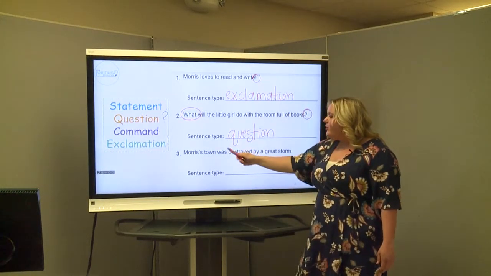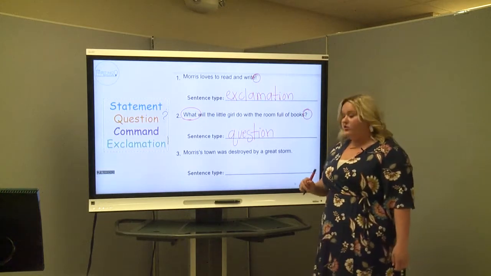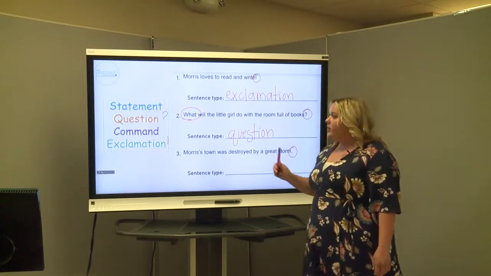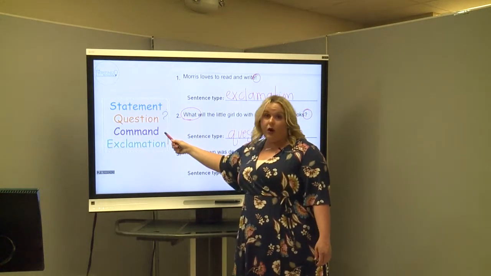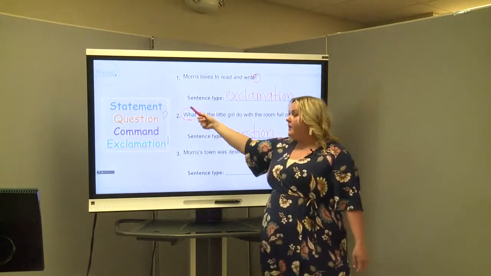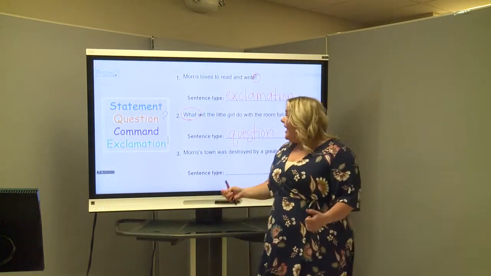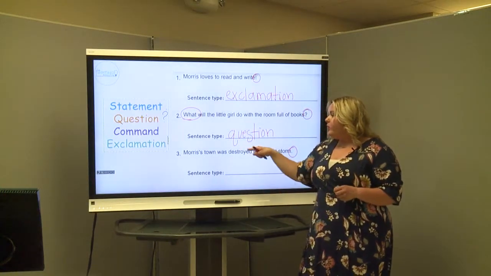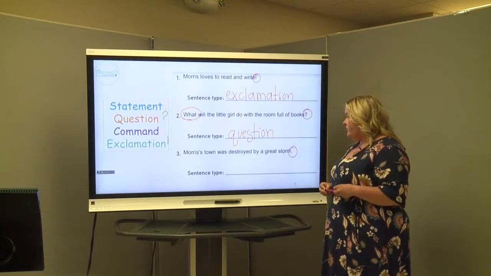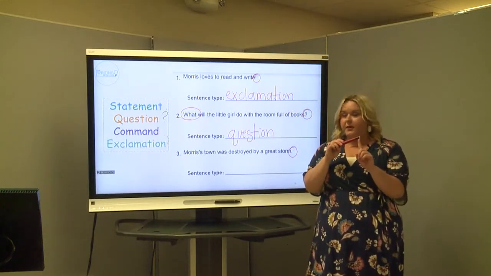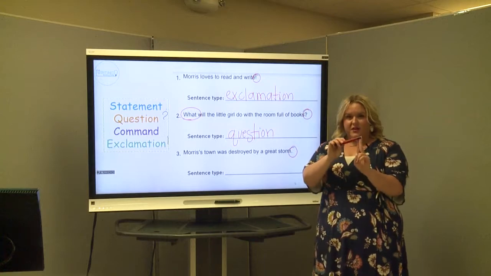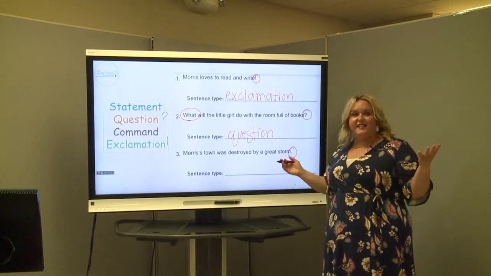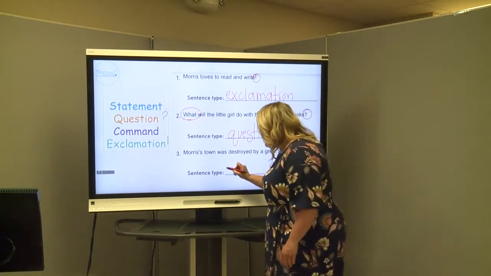All right, number 3. Morris's town was destroyed by a great storm. So circle our punctuation. That is a period. So we know that this is either going to be a statement or a command. A statement is just when you tell somebody something. A command is when you tell somebody to do something. So let's read it again. Morris's town was destroyed by a great storm. So I want you to think, is that a statement or is it a command? Go ahead and say your answer. Very good. That's a statement. We're just telling you what's going on.